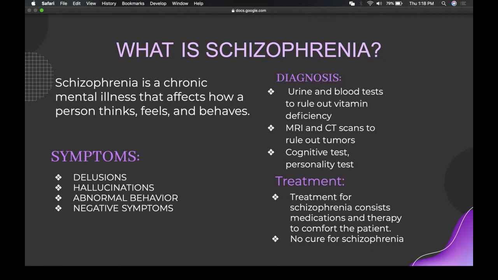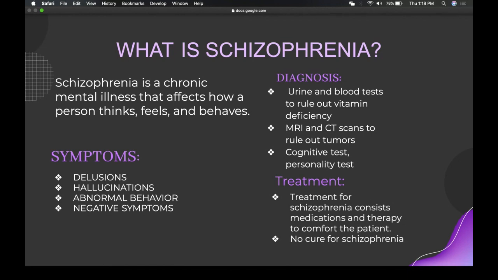So it's a chronic mental illness that affects how a person thinks, feels, and behaves. The symptoms are delusions, hallucinations, abnormal behavior, and negative symptoms. So they would hear voices, and events in their head that never happened. They tend to be socially isolated and cause harm to themselves.